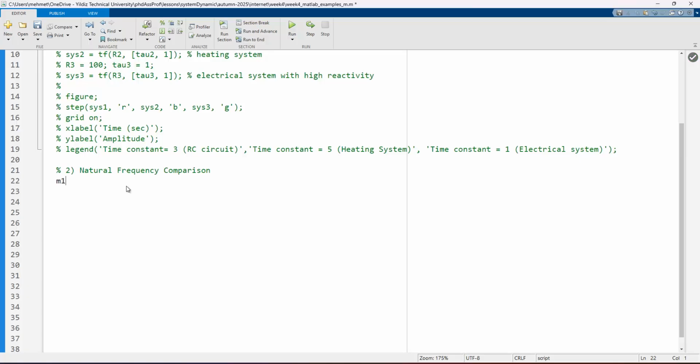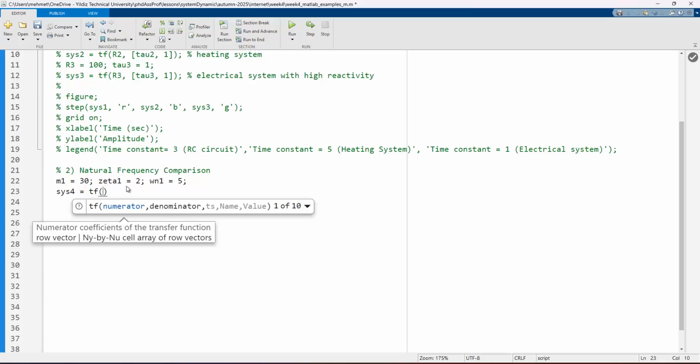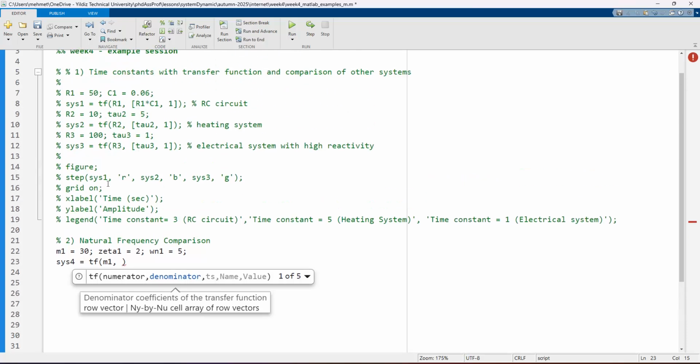The m1 is equal to 30, and zeta 1 is assigned to 2, and wn1 is equal to 5, and cs4 is assigned with the tf. m1 is the numerator of these terms, which is the gain value of this term. r1, r2, and r3 are the gains, and so we will have different steady state values based on these combinations.